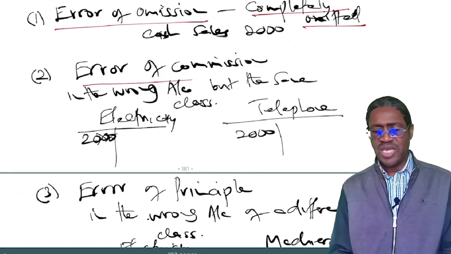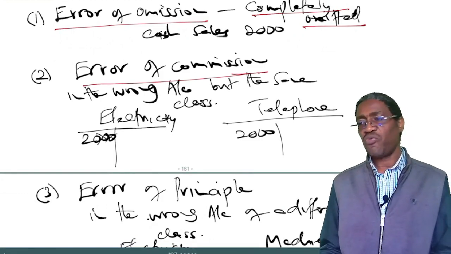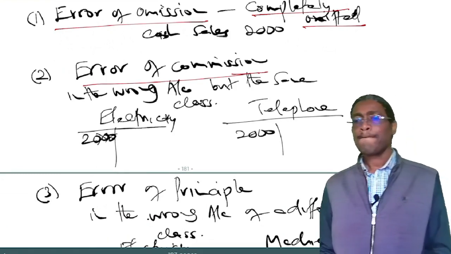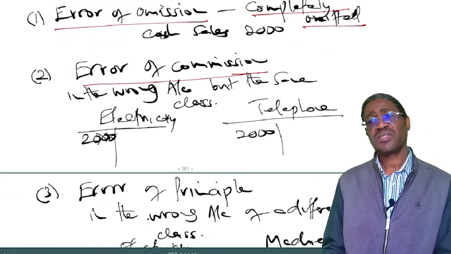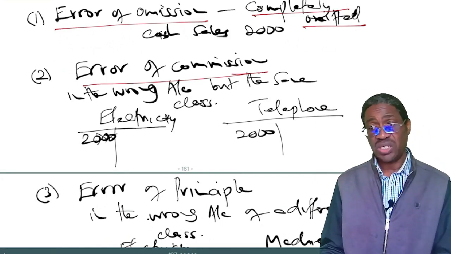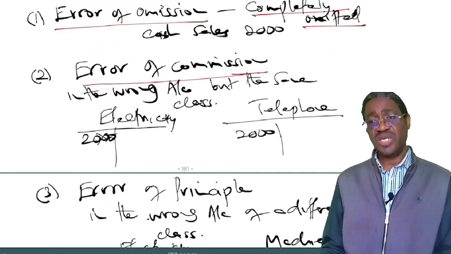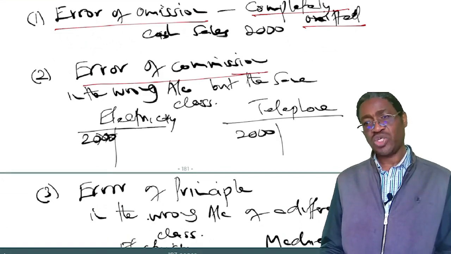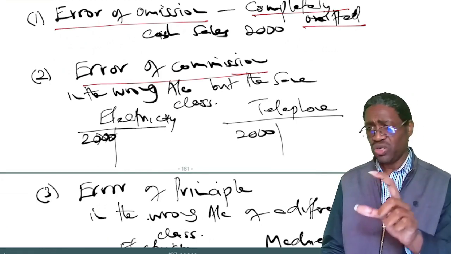Error of commission. So let's put down number two, error of commission. Then you say this occurs where a transaction is recorded.